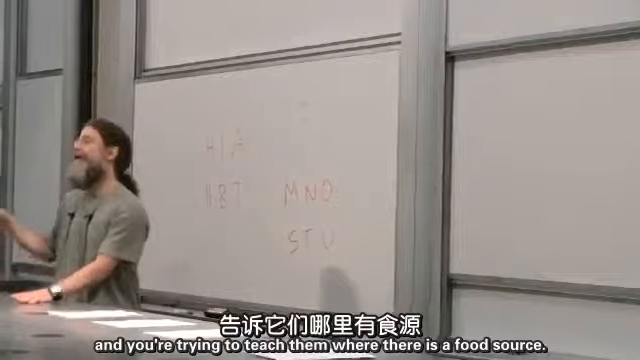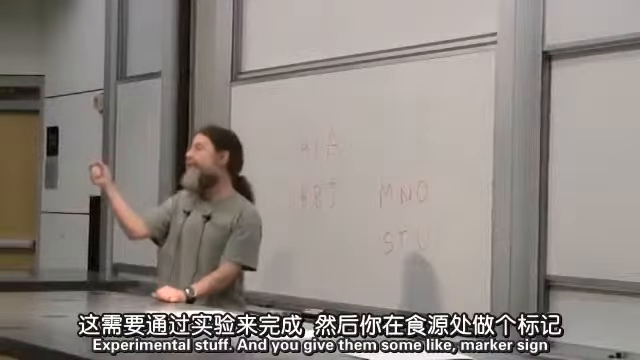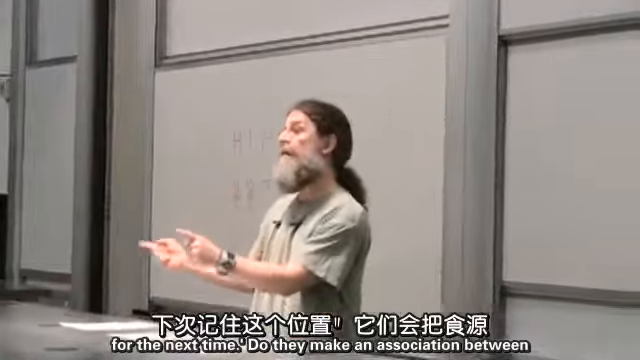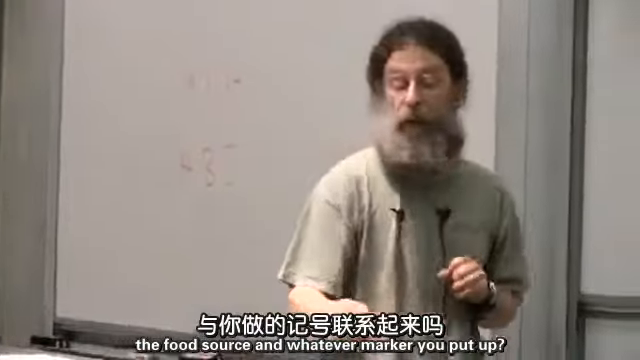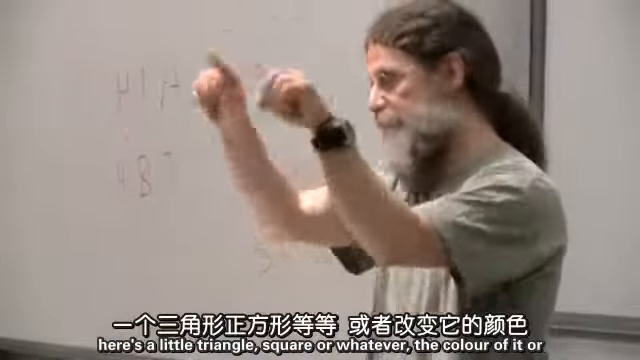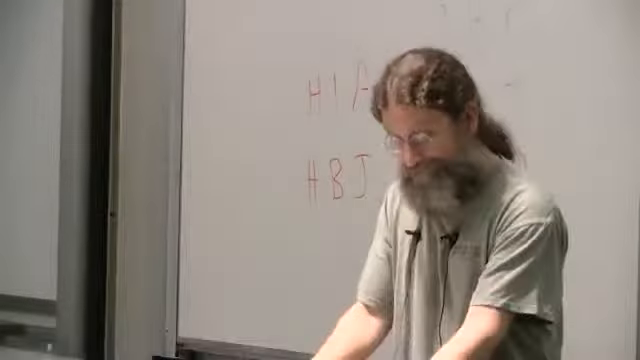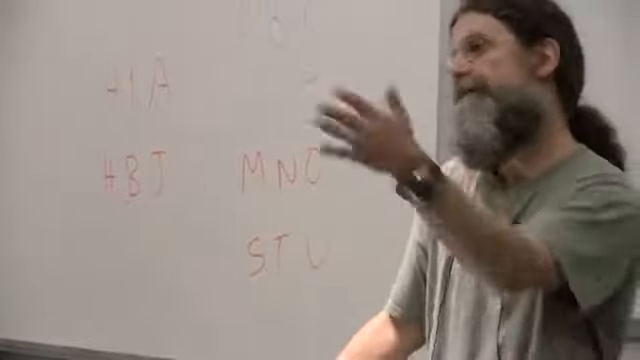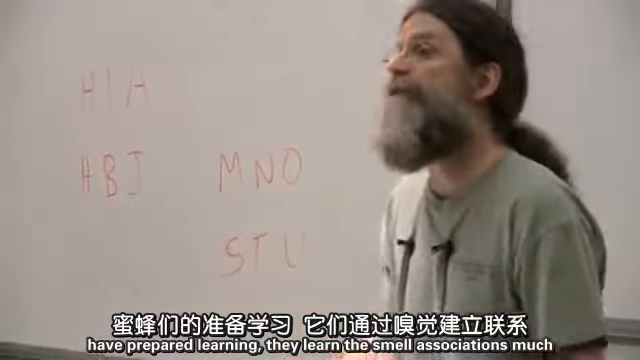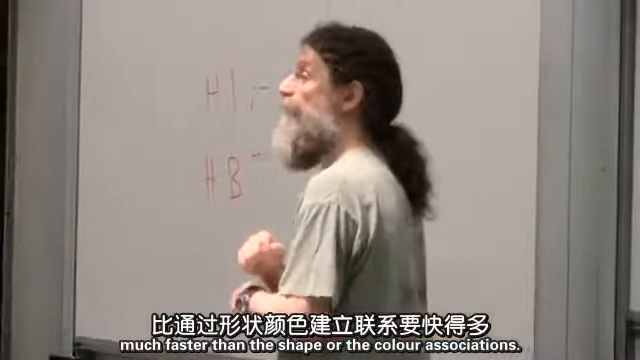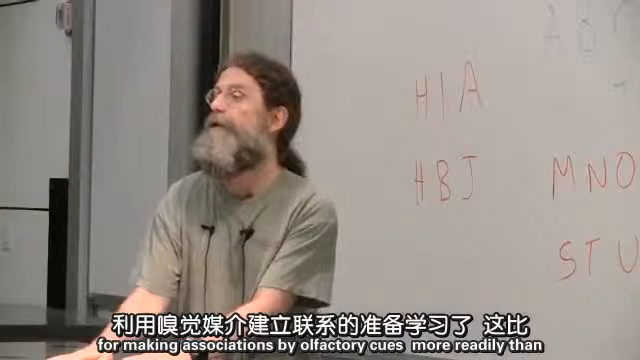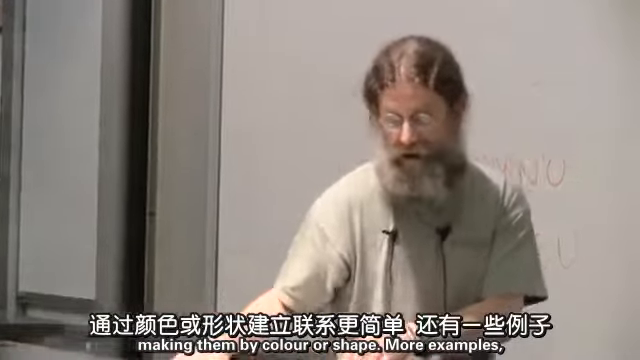So now you take bees and you're trying to teach them where there's a food source, experimental stuff, and you give them some marker, sign or whatever to tell them here it is and remember this for the next time. Do they make an association between the food source and whatever marker you put up? What they show in the studies is they can modify the marker. They either modify the shape of it, here's a little triangle or square or whatever, the color of it, or they can modify the smell of it, some smell source. And what they show is bees have prepared learning. They learn the smell associations much, much faster than the shape or the color associations. They can learn the other ones, but bees have prepared learning for making associations by olfactory cues more readily than making them by color or shape.